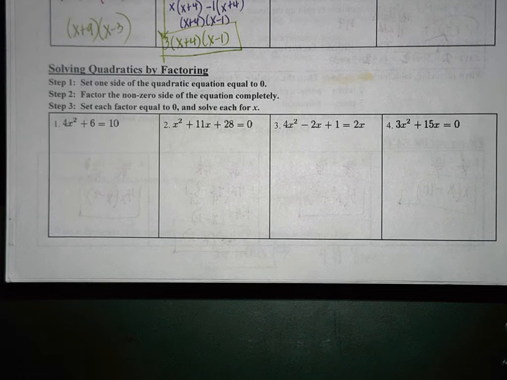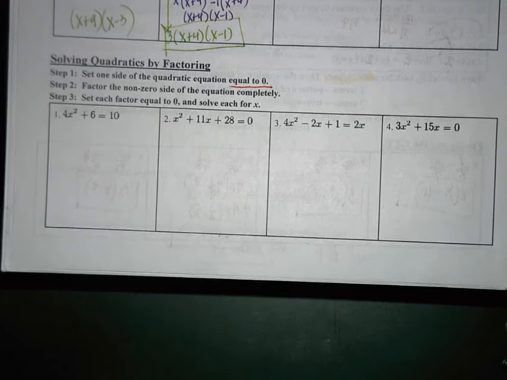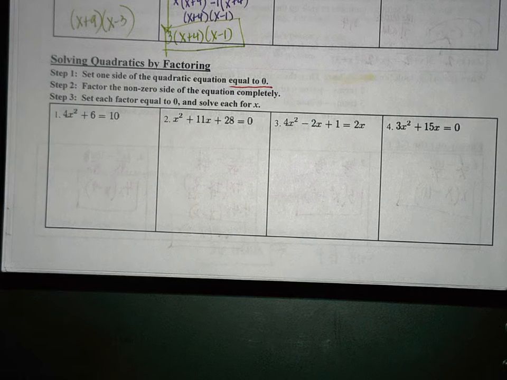Math 3, Unit 2, Section 4. Today we're talking about solving quadratics by factoring. So the main thing that you need to make sure is that your equation is set equal to 0. And then once you factor, you set each of your factors equal to 0 and actually get an answer for x. If you notice, yesterday all of the equations didn't have an equal sign.